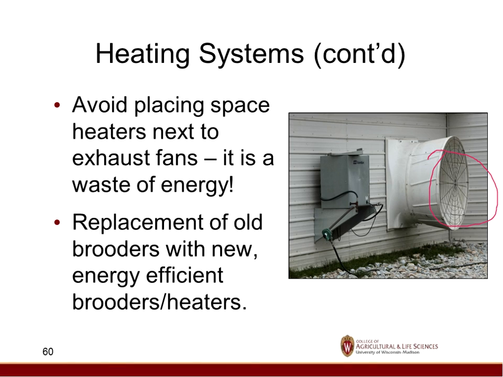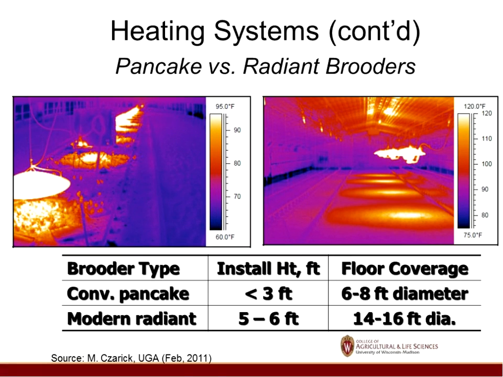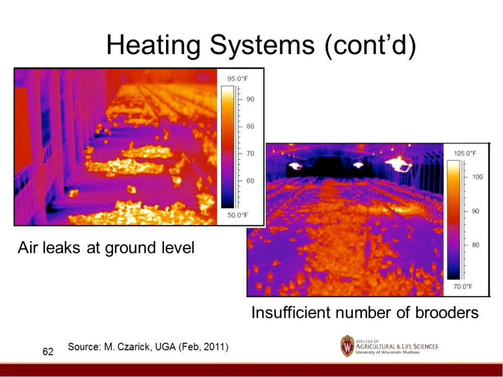We want to avoid putting heaters next to fans. This may be a summertime exhaust fan, but if there's a wintertime exhaust fan, it's just not a good placement, because you can be shortcutting the air coming in and out. And then we want to replace old brooders with newer, more efficient ones. We've got some pictures here. On the left is the old style that covers a smaller area, and a newer style that covers a much wider area. This is an infrared camera picture. You'll get better distribution of animals. You can see here all the chicks are under here, and there may not be very many out in this other area. This way we can distribute the birds out in a wider zone and get better utilization of the space in the building.